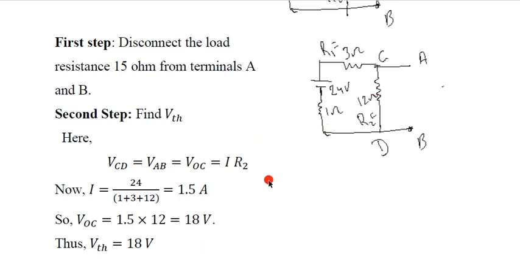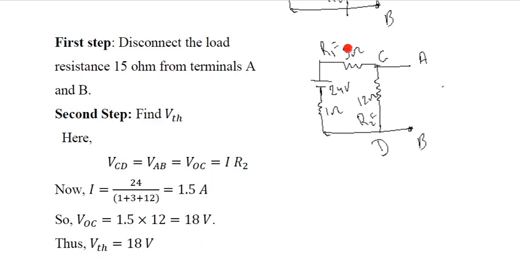Now for finding the current, you can clearly see that there is one voltage source, that is 24 volt, and to this 24 volt there are 3 resistors in series, because this 3 ohm is connected to the 24 volt, and this again 3 ohm is connected to 12 ohm. This 12 ohm is again connected to the 1 ohm. It means that these 3 resistors are in series combination. In series combination we can find the equivalent resistance by just adding.